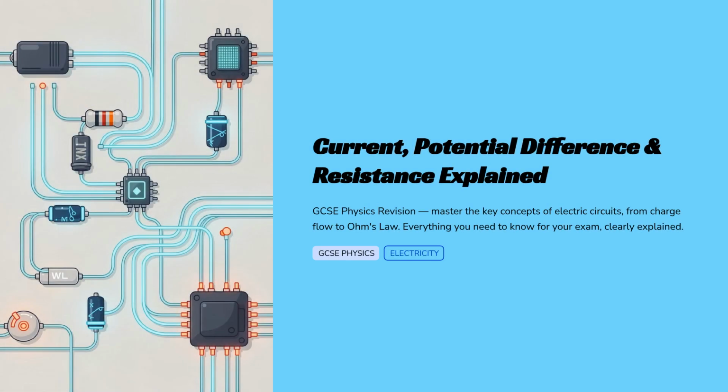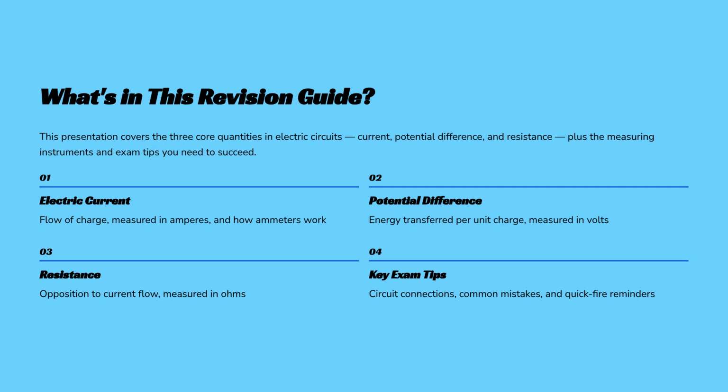Welcome to this video on current, potential difference, and resistance. This guide is designed to help you master these essential concepts for your GCSE Physics exam. In this video, we will break down the three core quantities of electric circuits: electric current, potential difference, and resistance. We will also cover how to use measuring instruments and review important exam tips.